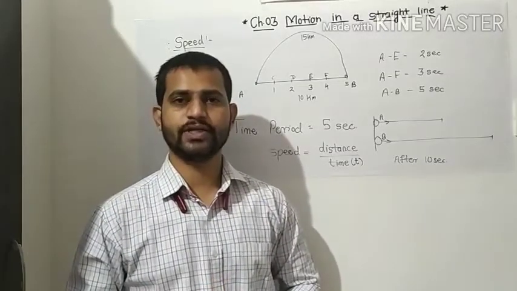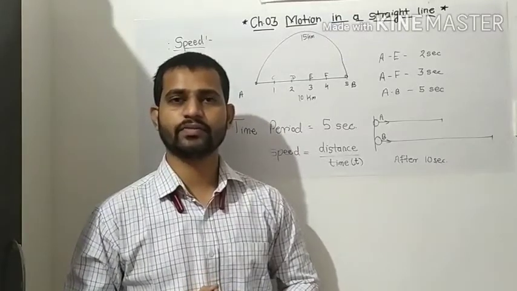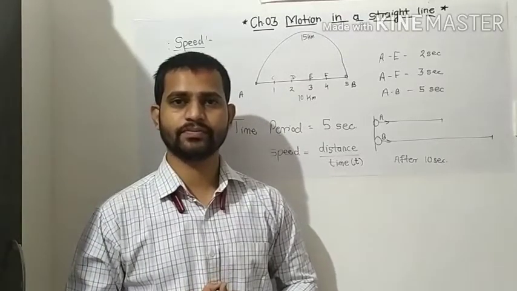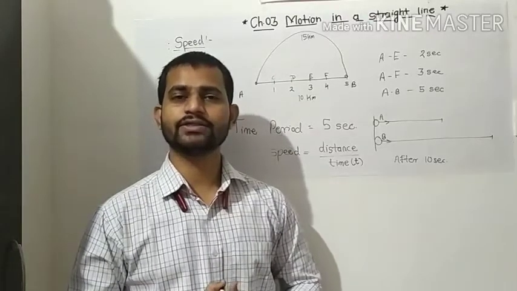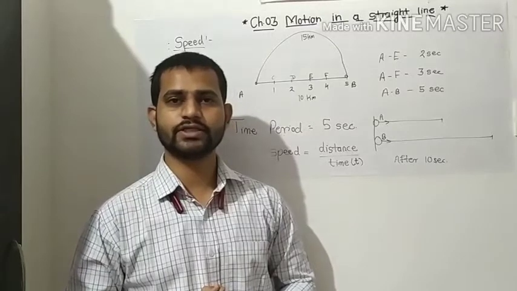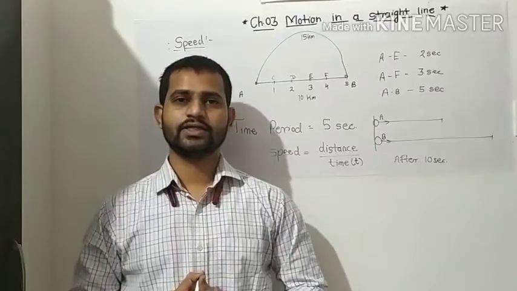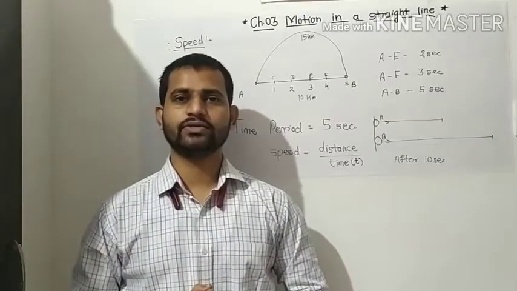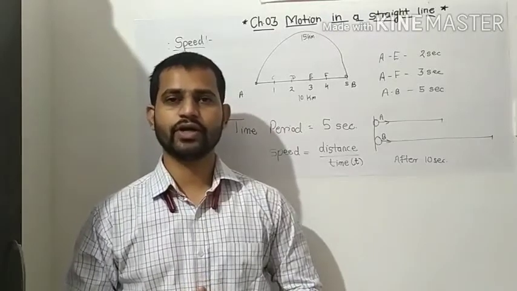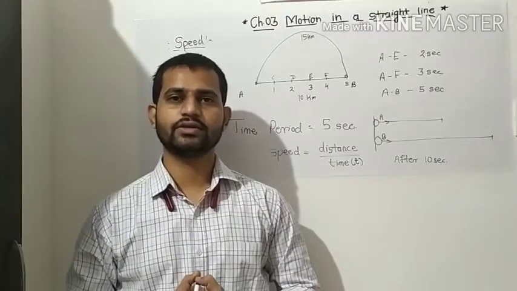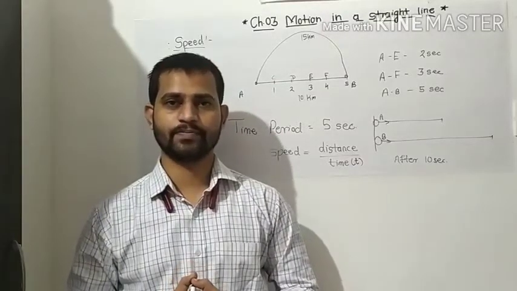So how to calculate the speed? The speed is calculated by measuring the length of path traveled for the particular time period. And what is the length of path traveled? It is the distance. So we can say that the speed is defined as the length of path traveled per unit time. This gives us the speed, or you can say the speed is equal to distance upon time.